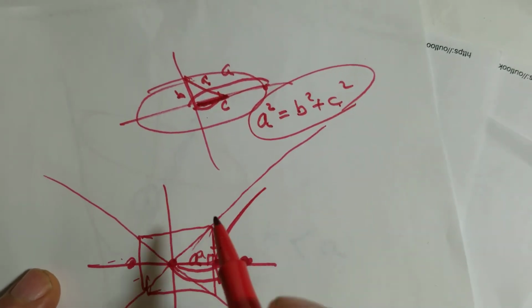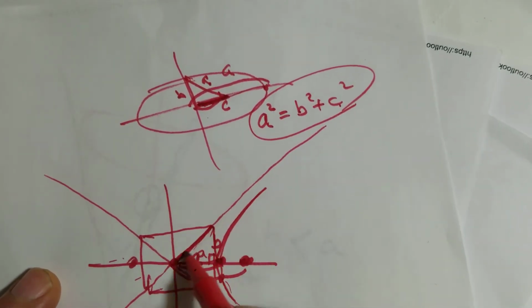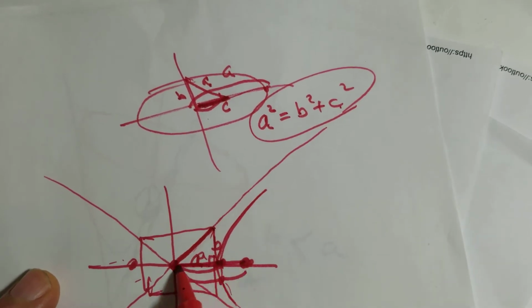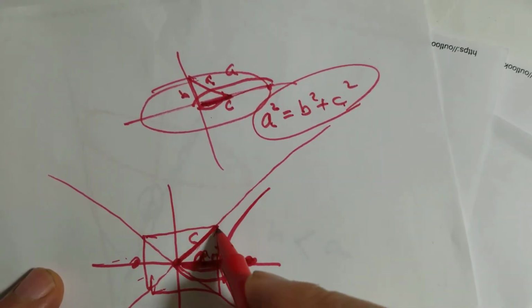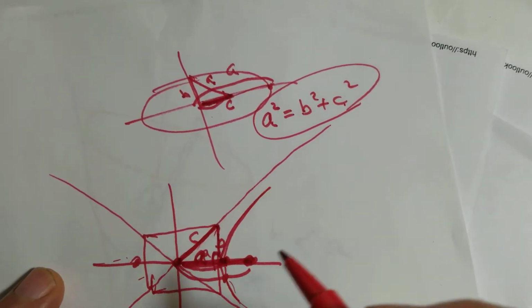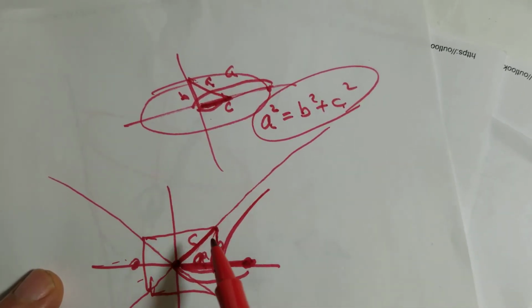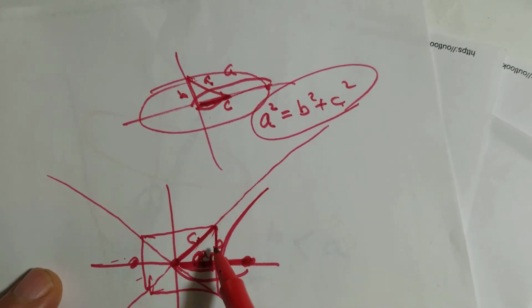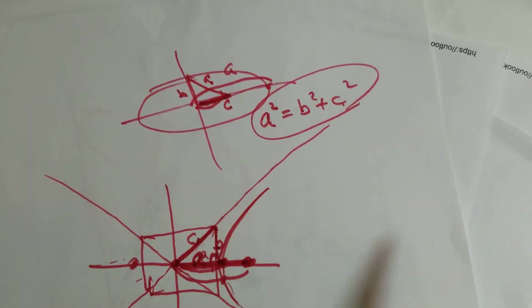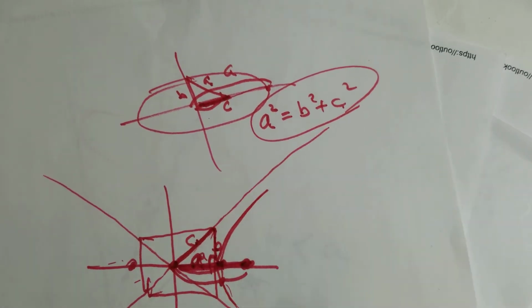But in here, this distance right here is exactly that distance. Therefore, this is C. Therefore, if this is A, this is B, this is C, the relationship between the foci, the major axis and the minor axis, in here I cannot really call it a major axis and a minor axis.